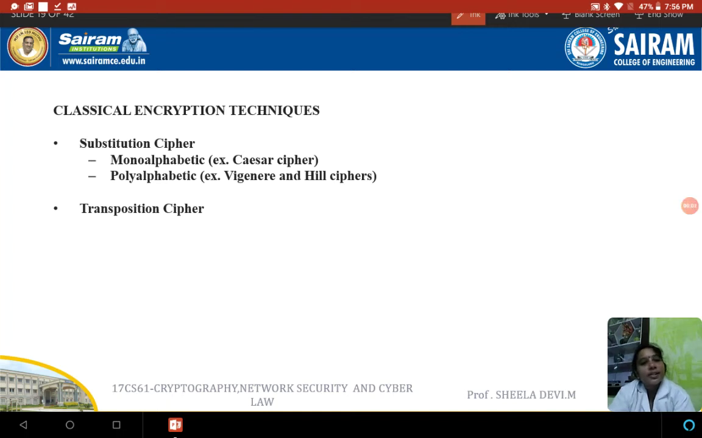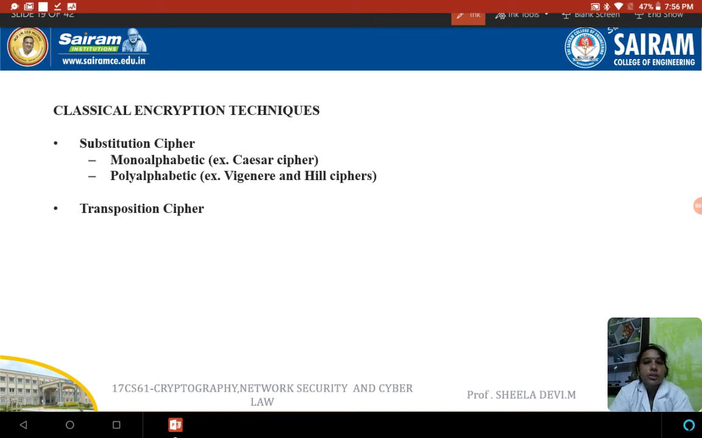Hi students, today we are going to see classical encryption techniques. These are all very simple techniques which you can understand very easily. There are two techniques actually. One is substitution cipher technique and the other one is transposition cipher.